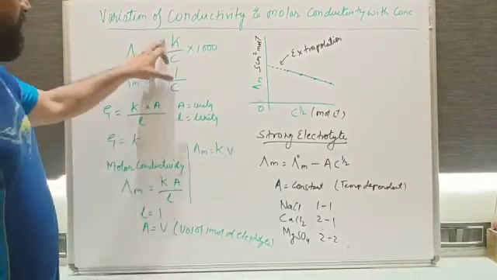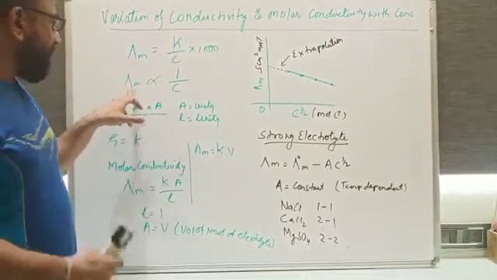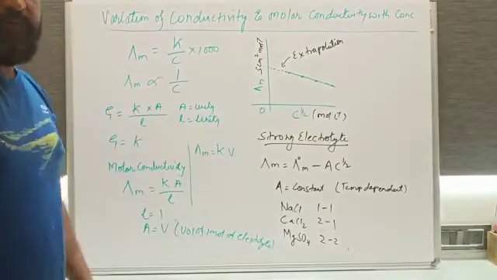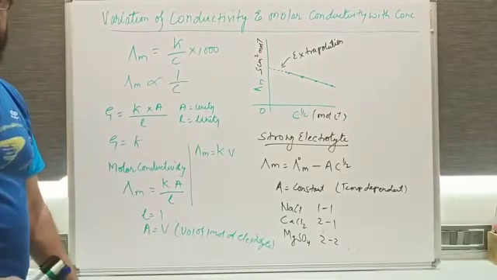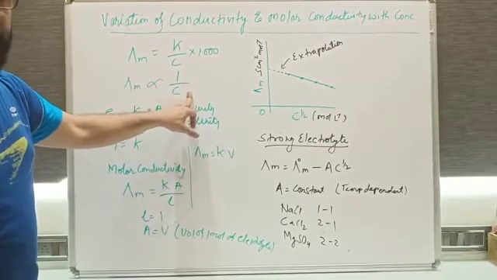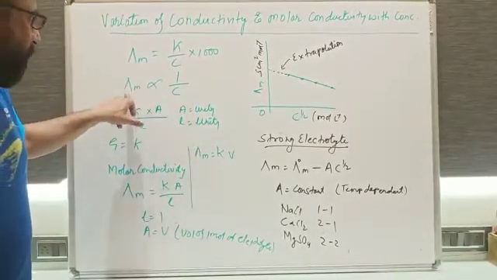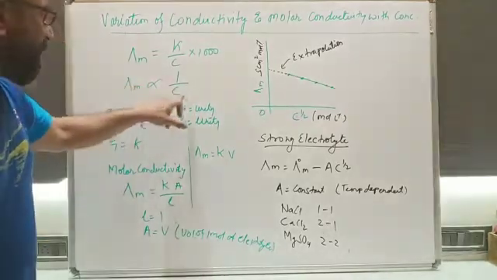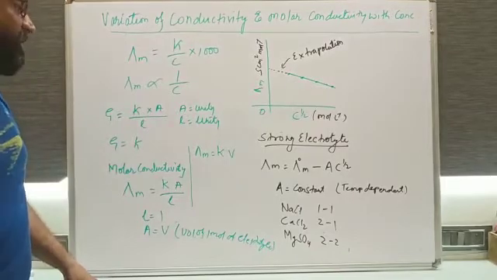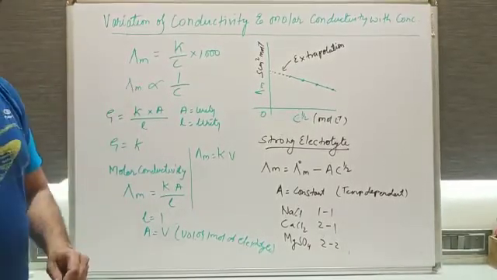Fine. If the conductivity is constant, then you can say that molar conductivity will be inversely proportional to the concentration of the solution or the concentration of the electrolyte, right? So what is the meaning of that? It means that if you decrease the concentration, then molar conductivity will increase, and if you increase the concentration, then molar conductivity will decrease. Is it fine, students? So this is the relationship, and you need to keep this in mind, right?